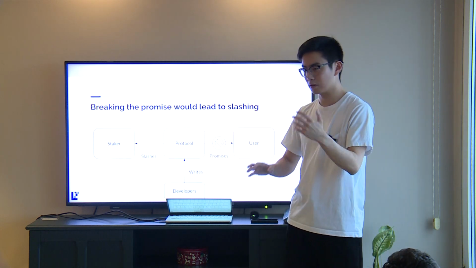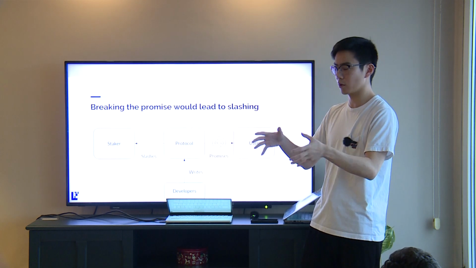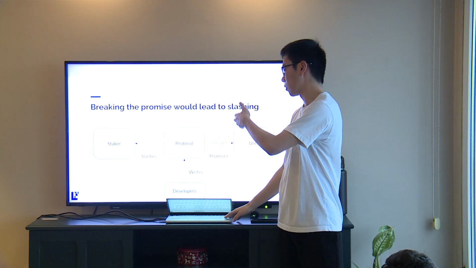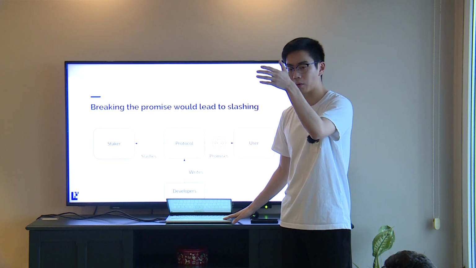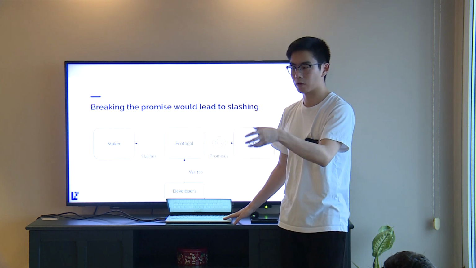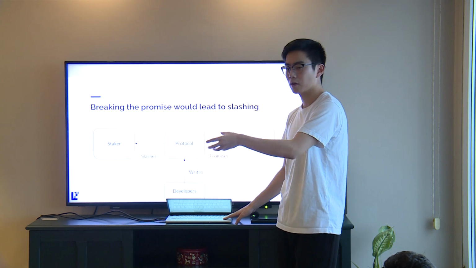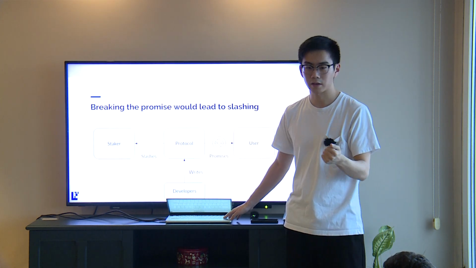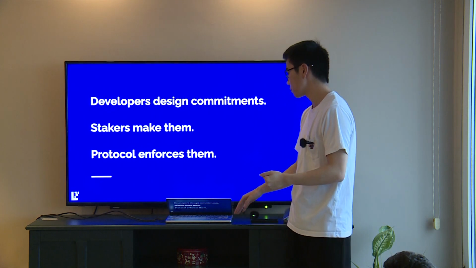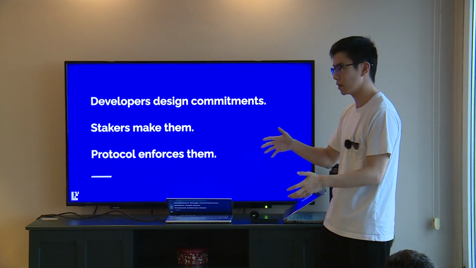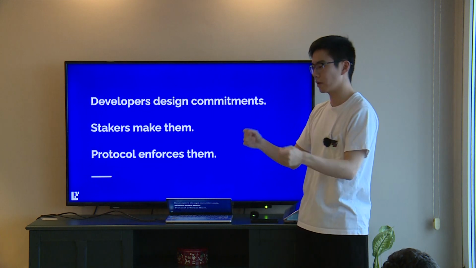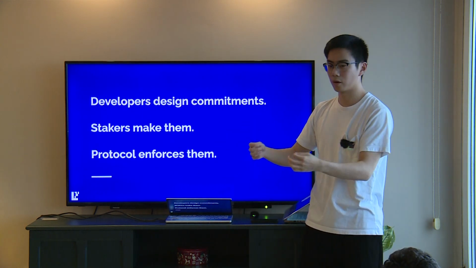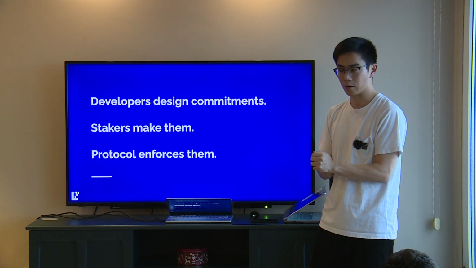So this is actually the entire abstraction, if we go high enough, of any proof of stake system. The developer writes code, stakers contribute capital into a protocol, and the protocol delivers a promise to the user. If the protocol doesn't fulfill that promise, the stakers get slashed. Developers design commitments, the stakers make these commitments by staking into the protocol, and the protocol enforces these commitments.